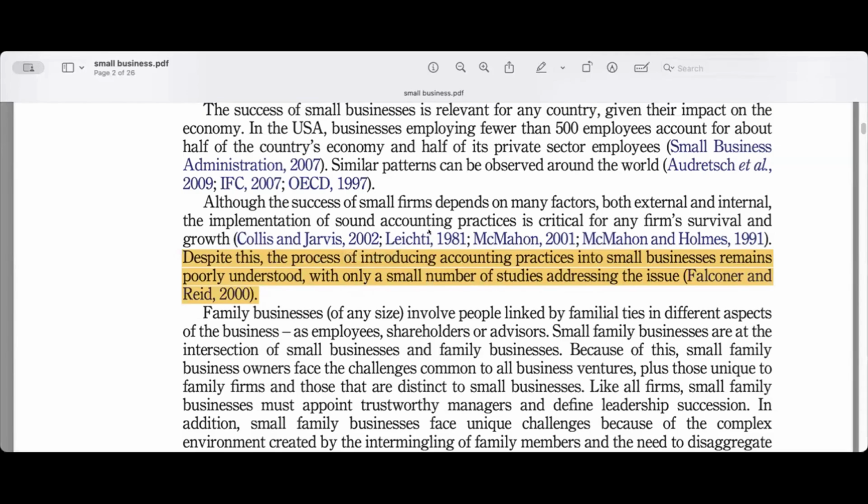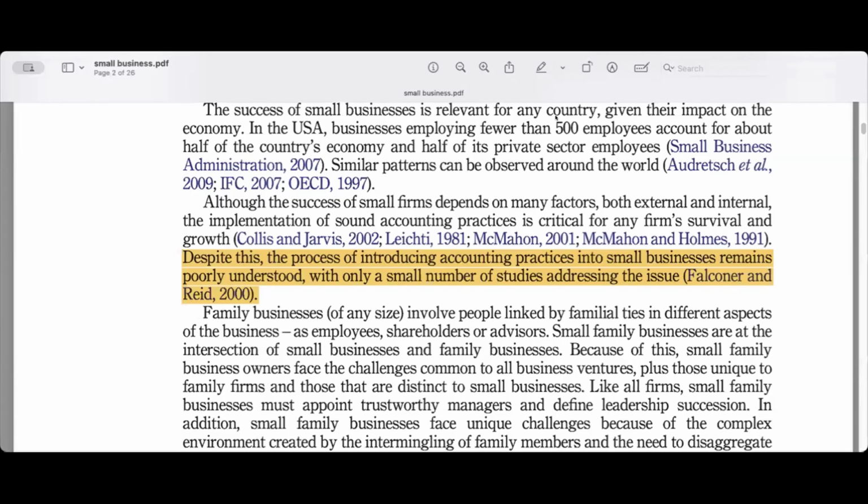He read this one, he read Lichy, he read Mahon, and Mahon and Holmes, and was able to do a synthesis of all of the four. That these four tend to agree that the survival of small businesses tends to matter. But the literature that we find on small business accounting practice is very few. So we need to find something else.